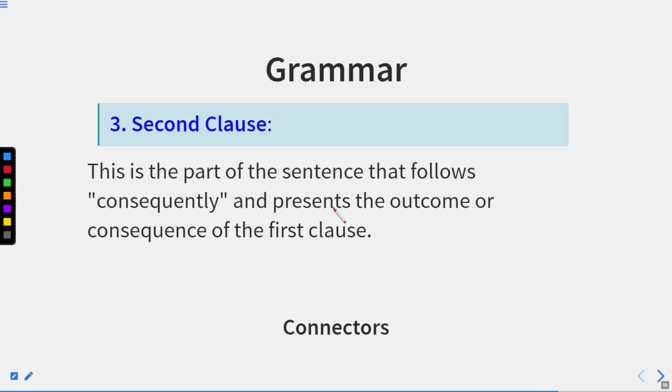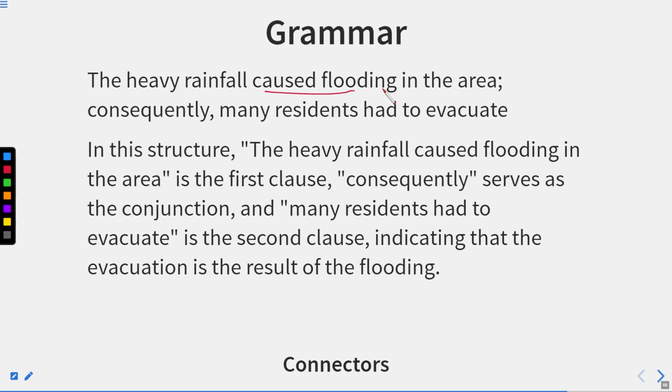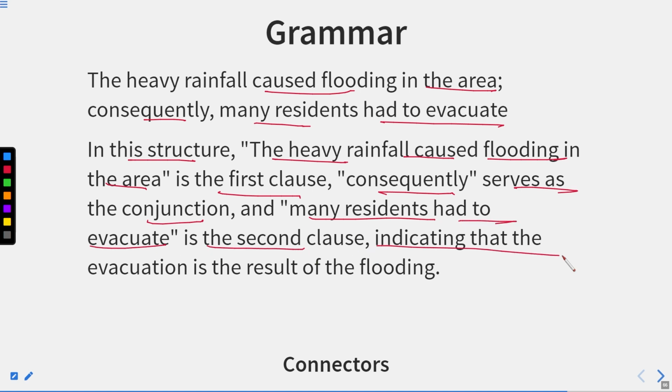Second clause, this is the part of the sentence that follows consequently and presents the outcome or the consequence of the first clause. It is very important that it should be placed only after the word consequently, because this contains the consequence or the result of the particular situation that has already occurred. The heavy rainfall caused flooding in the area. Consequently, many residents had to evacuate. In this structure, the heavy rainfall caused flooding in the area is the first clause. Consequently serves as the conjunction, and many residents had to evacuate is the second clause, indicating that the evacuation is the result of flooding. So this is how you can understand the meaning of consequently very well.